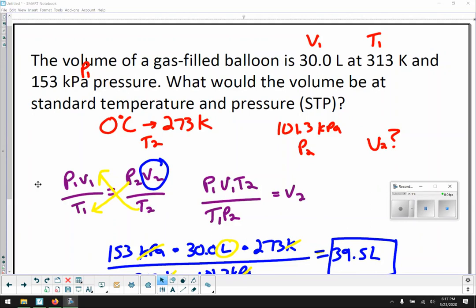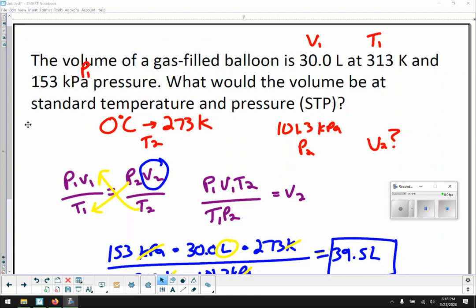So the volume of a gas-filled balloon is 30 liters at 315 Kelvin and 153 kilopascals. Note the temperature is already in Kelvin, so I just left it. I labeled V1, T1, and P1. What would the volume be at standard temperature and pressure?